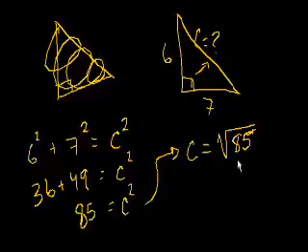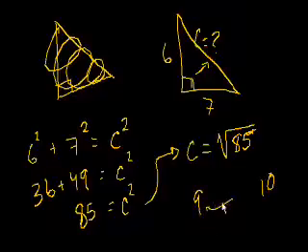And if we actually wanted to estimate what that is, well, let's think about it. The square root of 81 is 9, and the square root of 100 is 10, so it's someplace in between 9 and 10, and it's probably a little bit closer to 9, so it's 9 point something. And that's a good reality check. That makes sense. If this side is 6, this side is 7, 9 point something makes sense for the length of that side. Let me give you another problem.